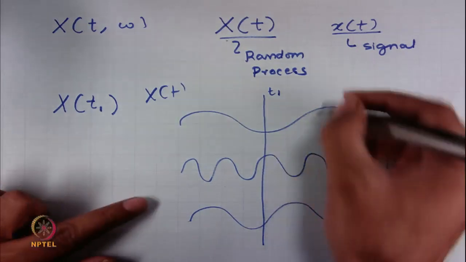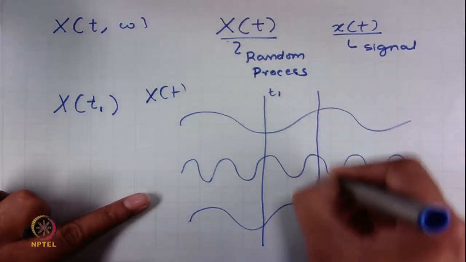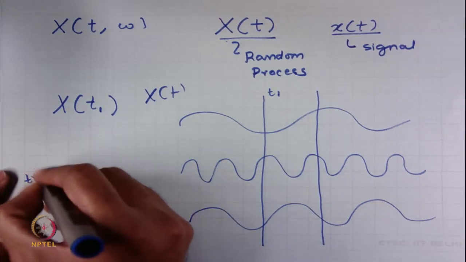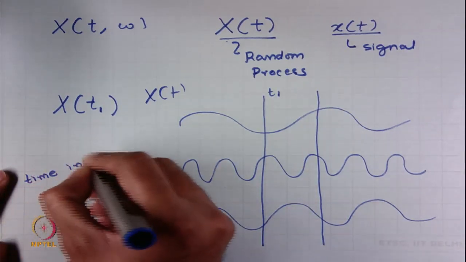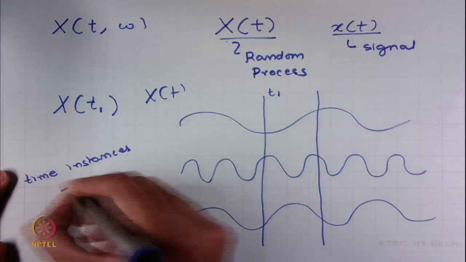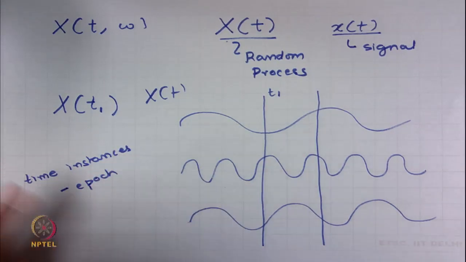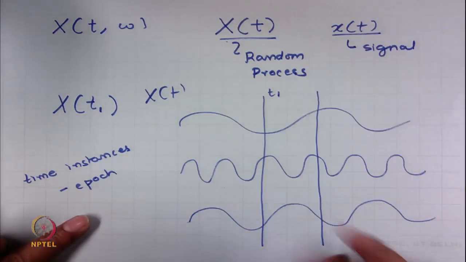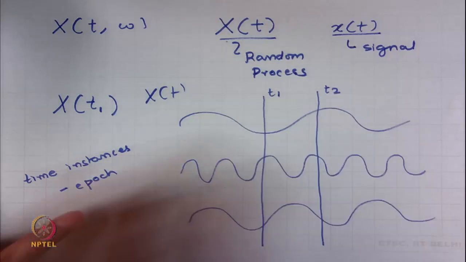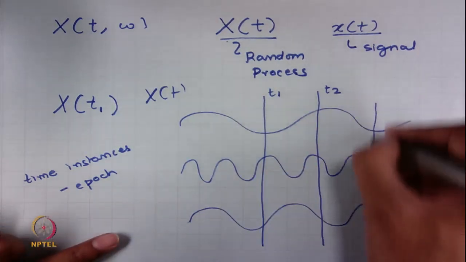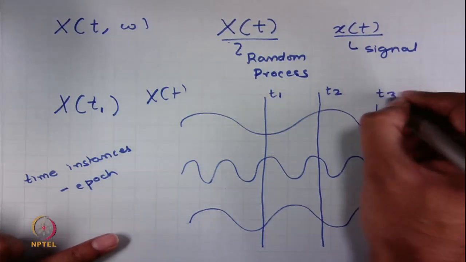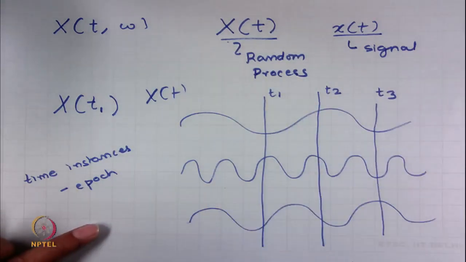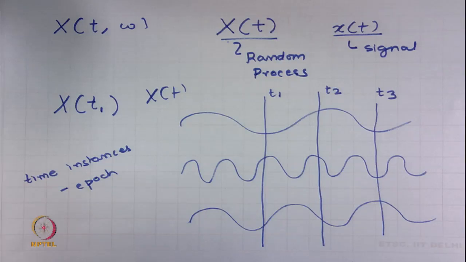Now, similarly you can choose other time instances. The time instances are also known as epochs. Okay. There is another word that is commonly used, epoch. So, I can choose another epoch t2, I can choose another epoch t3, and so what I end up with is several random variables. All right.